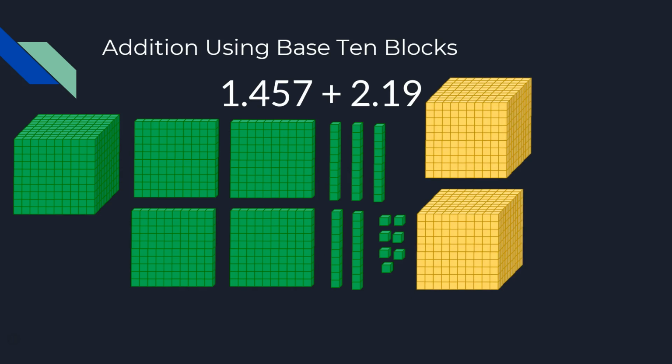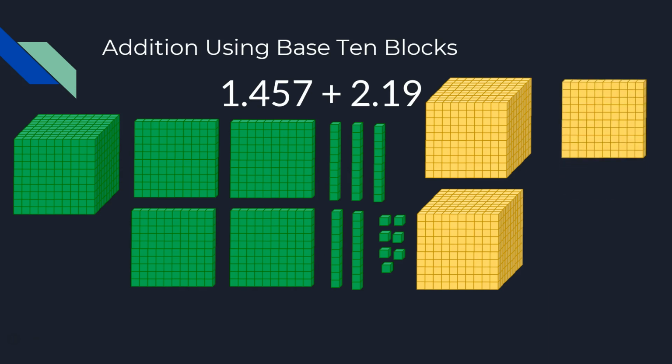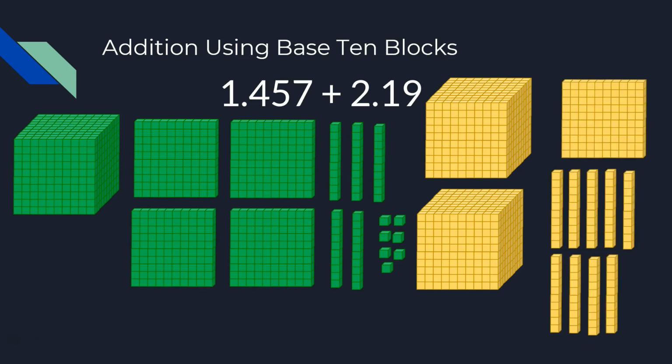Let's represent 2 and 19 hundredths. We can begin with 2 wholes, 1/10, and 9 hundredths. Now we're adding, so just like in the first problem, one thing that we want to do is to combine these blocks. So let's move them around so it'll be easier for us to see how many of each kind of block we have.